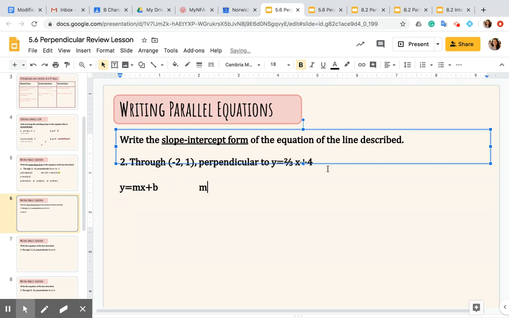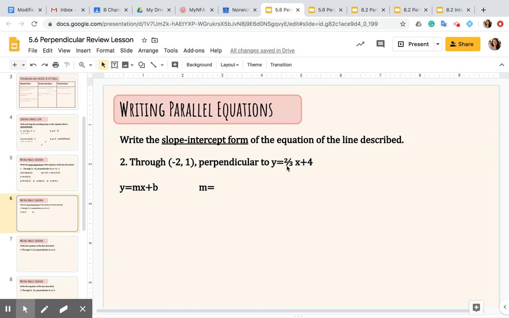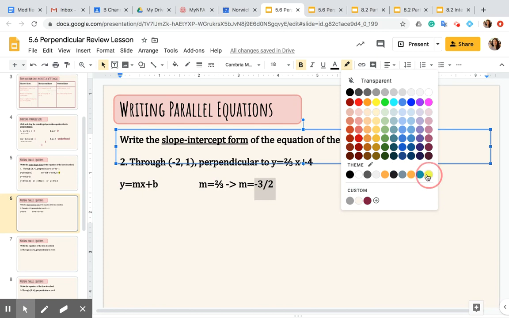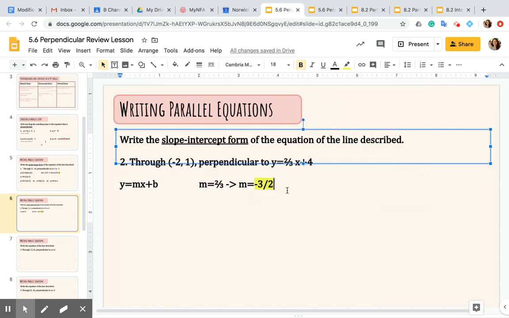Now let's figure out what slope I need. Well, my original slope is 2/3. I want my slope to be the opposite reciprocal of that. So one thing I know I need to do is go from a positive to a negative, and I need to flip 2/3 around to give me 3/2. So this is the slope that I want to use when I'm doing my work, okay? And I want to use the slope right away before I substitute any numbers in.